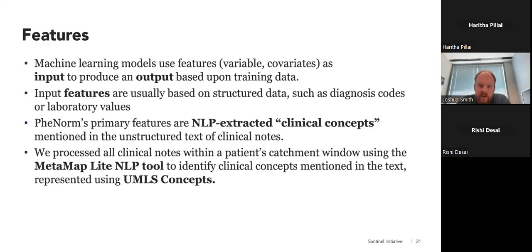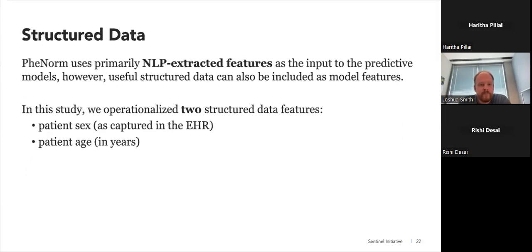The machine learning models use features, also called variables or covariates, as inputs to produce an output, which is based upon training data. The input features are usually based on structured data, such as diagnosis codes or laboratory values. But PheNorm's primary features are NLP extracted clinical concepts, the ones that are mentioned in the unstructured text of clinical notes that we capture using NLP tools. We processed all these clinical notes within a patient's catchment window, that 30 days around their index date, using a tool called MetaMap Lite, which is available from the National Library of Medicine.